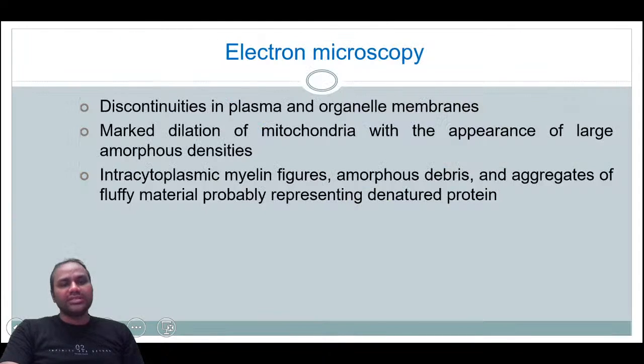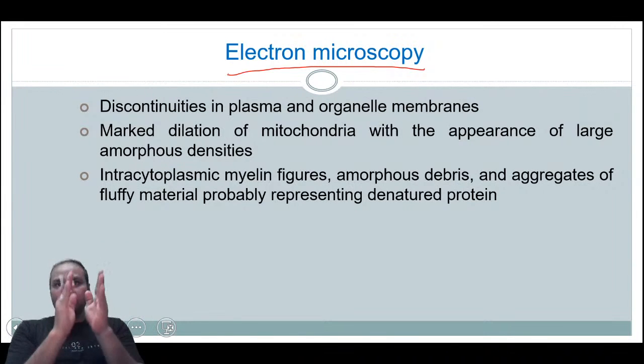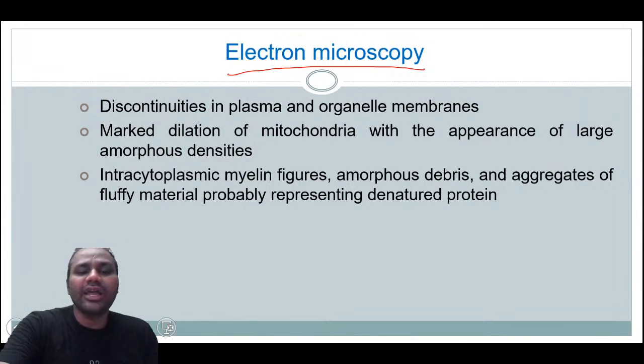So that is karyolysis. Electron microscopic changes you can also see, as we learned yesterday in irreversible changes. The first change is biochemical change.